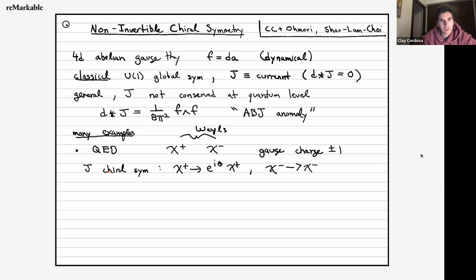This chiral symmetry is what gives this talk its name, this non-invertible chiral symmetry. We'll soon learn what the adjective non-invertible is supposed to mean. Let me just highlight another simple example to latch on to. That's axion electrodynamics.